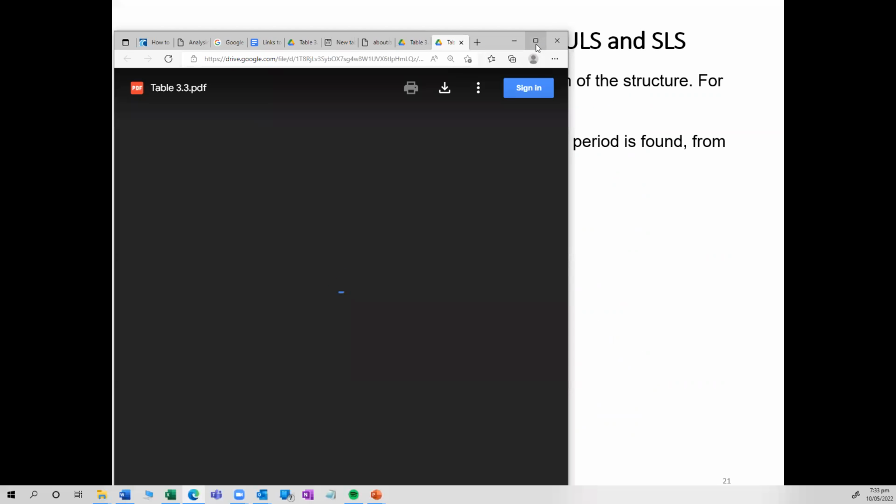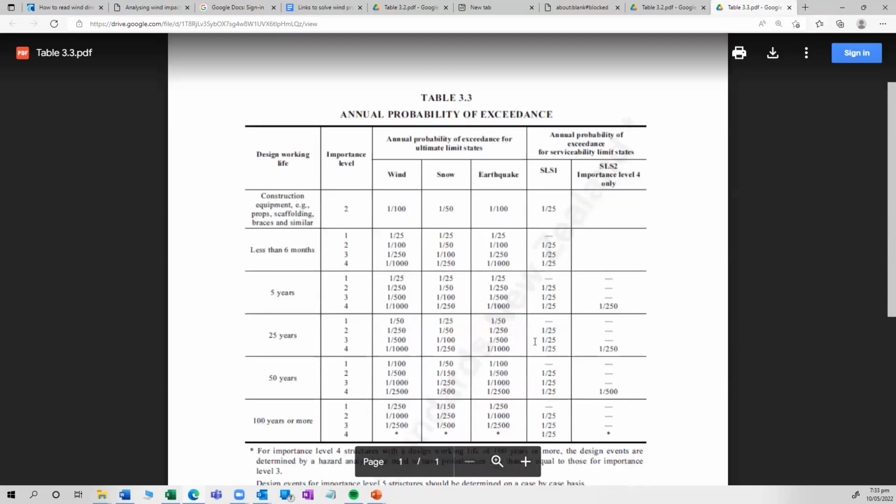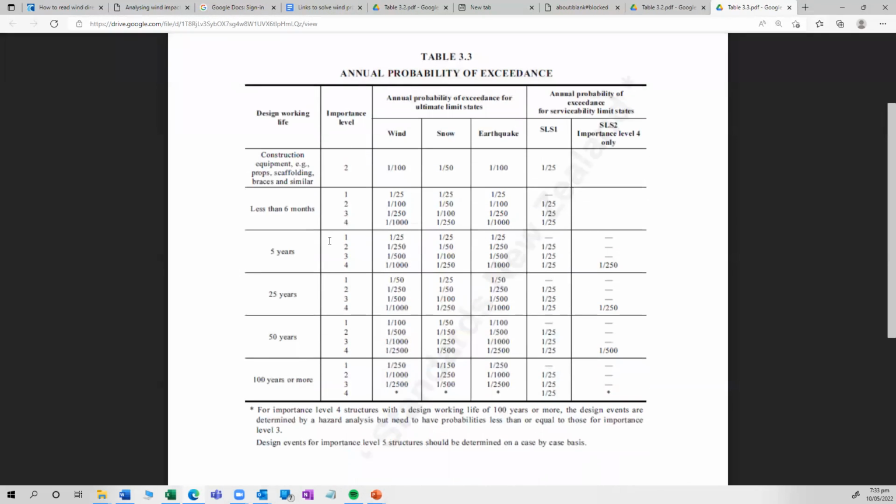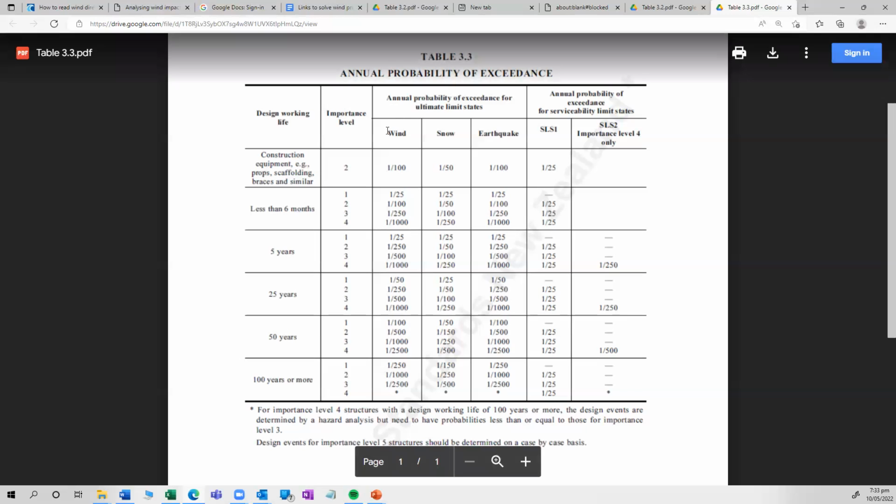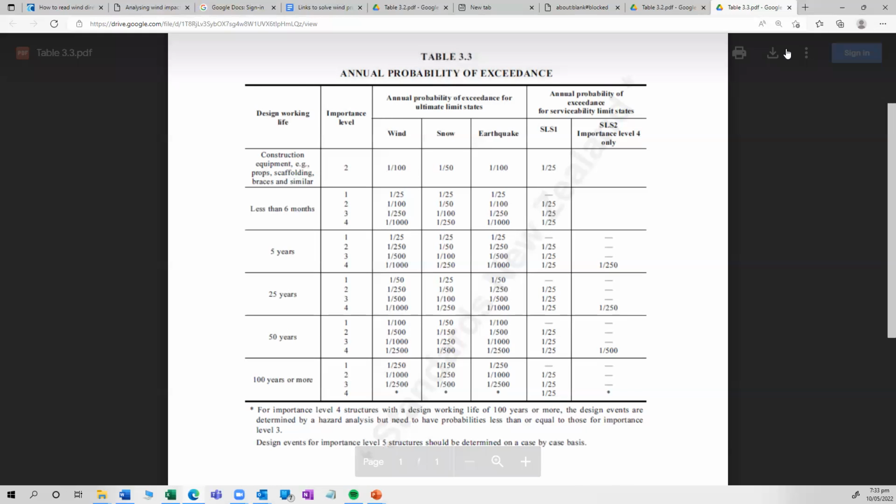state. Okay, so for 50 years, importance level 3, for wind we've got 1 in 1,000. And for the serviceability limit state, 25 years. So once every 1,000-year wind and once every 25 for ultimate limit state. That's for collapse. And for deflection, every 25 years.